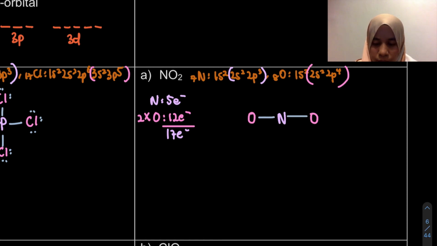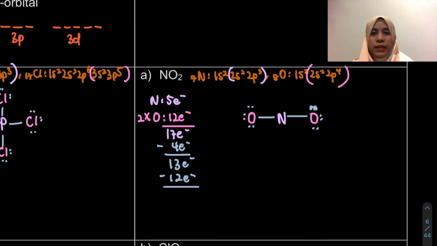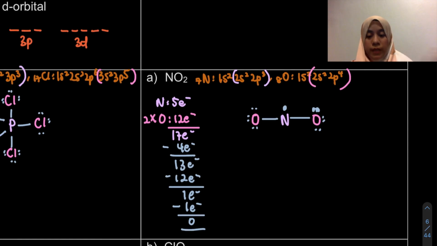Calculate minus the number of electrons. So minus 4. So what we have is 13. Okay, but then we're going to fill up the terminal first. So baru ada 2, 2, 4, 6. Okay, this case around, there's electron left. So which is only 1 electron left. So satu ni dekat sini lah. 1 electron. So minus lah 1 electron. So jadilah 0. So here is the example of odd number electron.